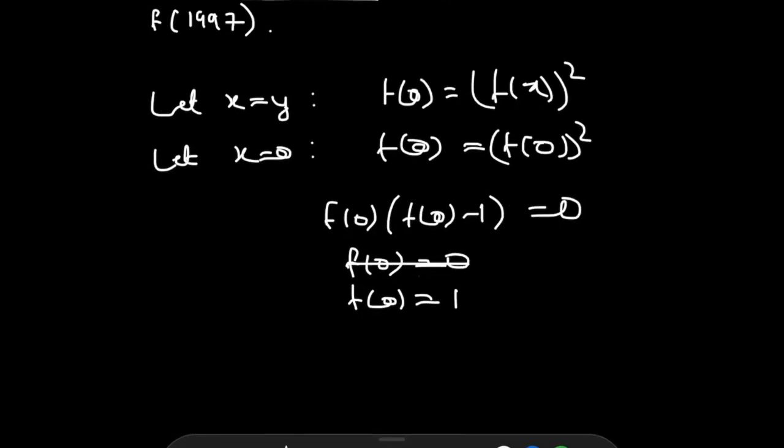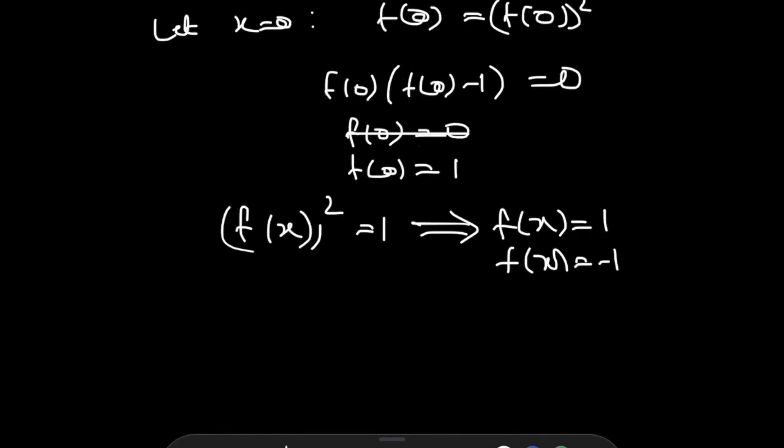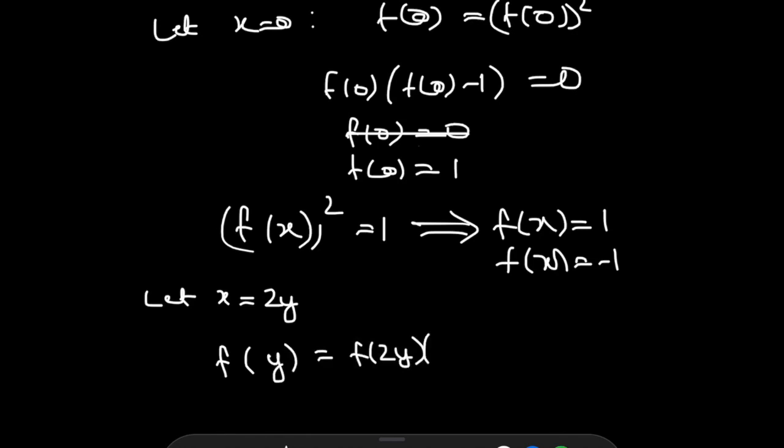But since we had that f of 0 equals f of x squared, we have f of x squared equals 1. So this tells us that either f of x equals 1 or f of x equals negative 1 for all x. So now let's find a little bit more about the function by eliminating x this time. So let's let x equal 2y. And if we do this, the function becomes f of y equals f of 2y times f of y. And now since the function never equals 0, we can divide both sides by f of y.